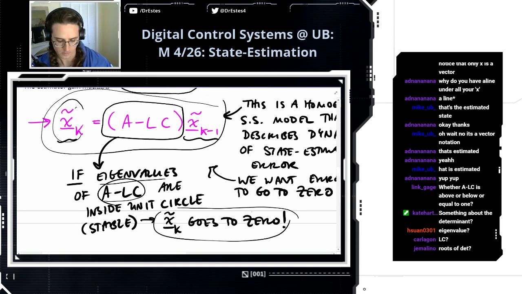So how do we make the eigenvalues of A minus LC be stable? We have to pick L. We decide what L has to be, but our goal is to make the eigenvalue stable. It's the same kind of problem when we pick the control gain, K. So that's what we're going to do next.